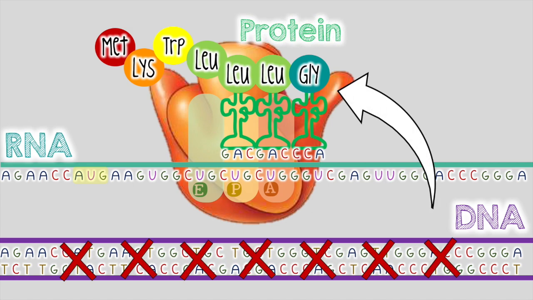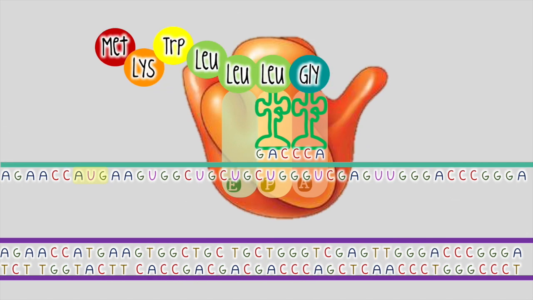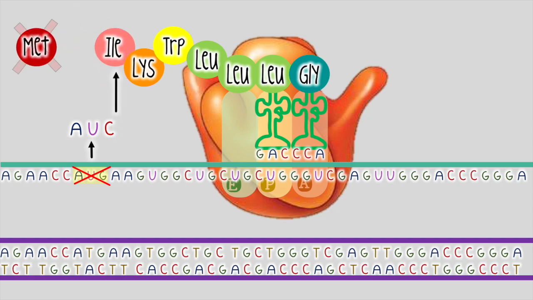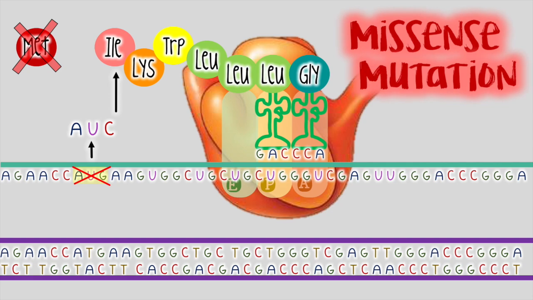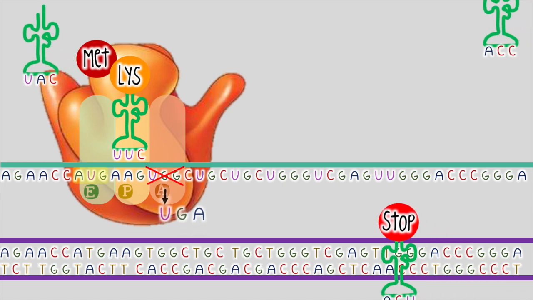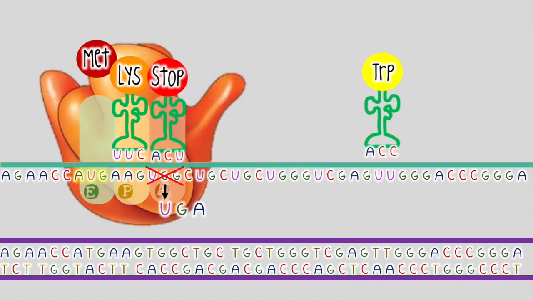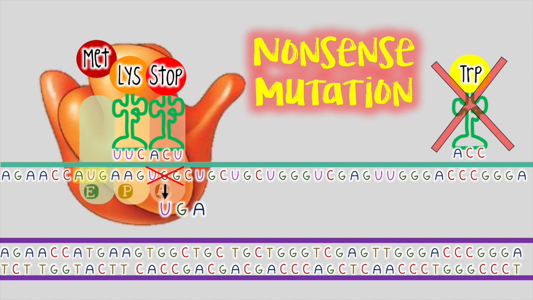Some changes to the DNA code will have consequences for the protein code. For example, if the first codon is changed from AUG to AUC, isoleucine will be placed instead of methionine. This is known as a missense mutation. If the third codon is changed from UGG to UGA, a stop codon will be read instead of tryptophan. This is known as a nonsense mutation.